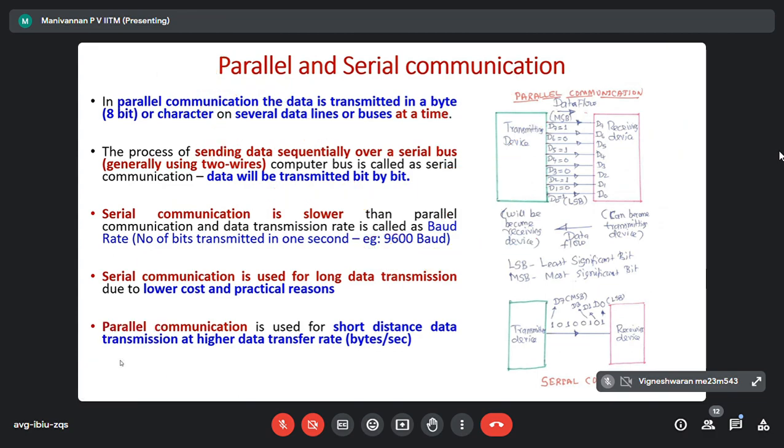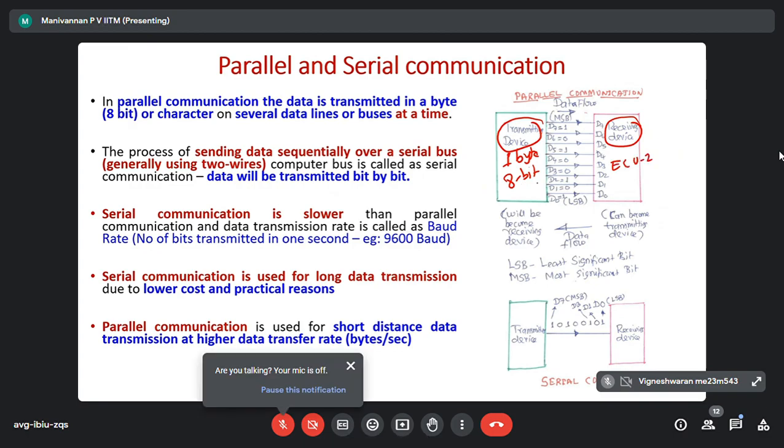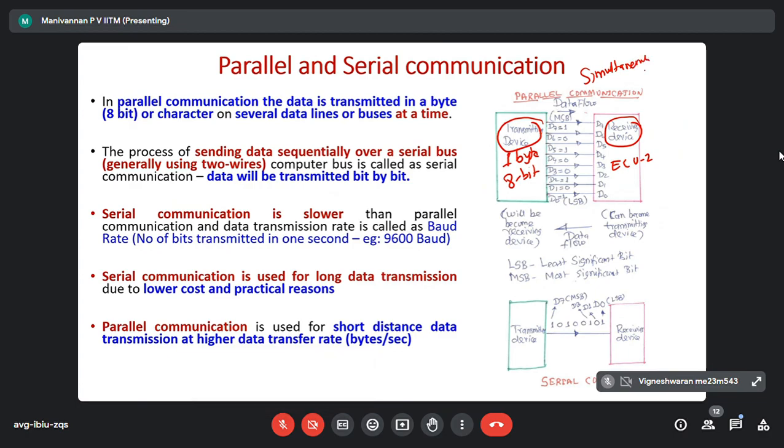Now I want to transfer 1 byte, byte by byte, at a time. 1 byte means 8 bits I want to transfer from the transmitting device, ECU1, to the receiving device, ECU2. If I want to transfer all the bits simultaneously, I need a parallel bus. That means there should be 8 wires. If you have 8 wires connecting both devices, that is called a parallel bus.